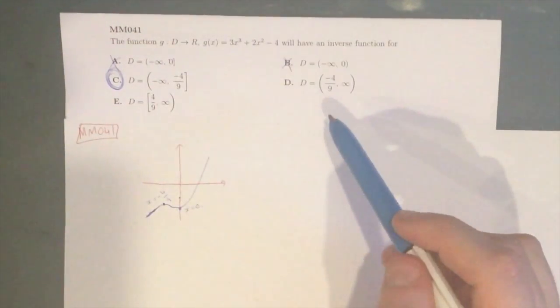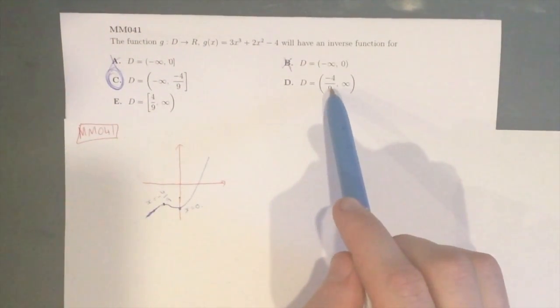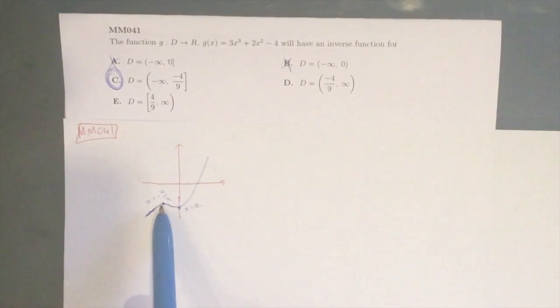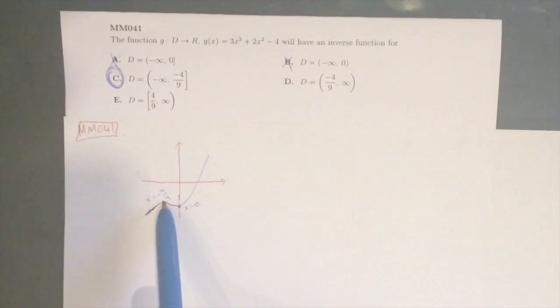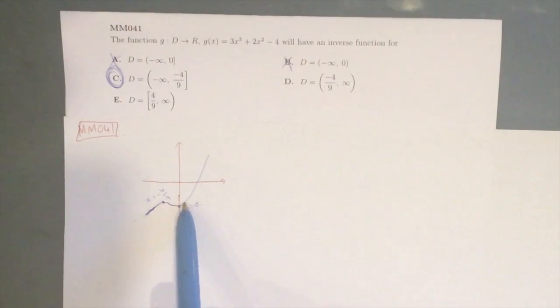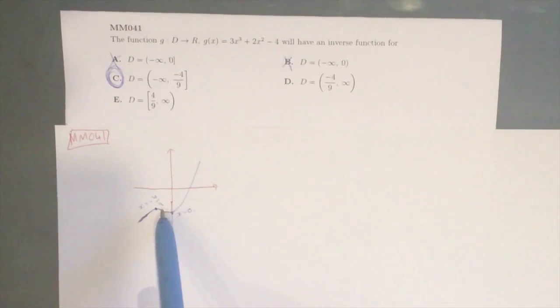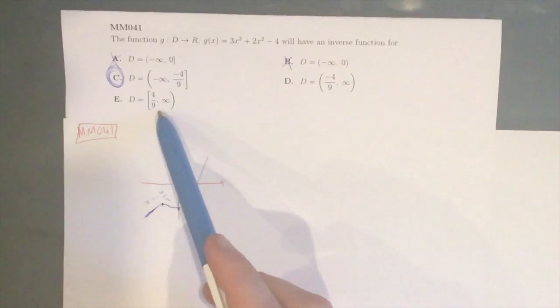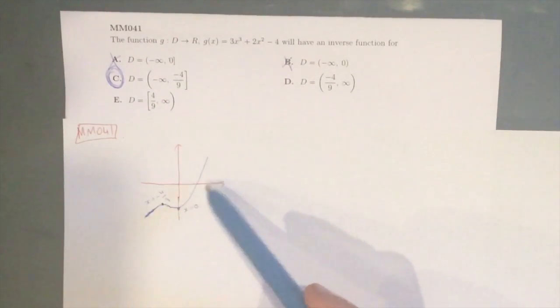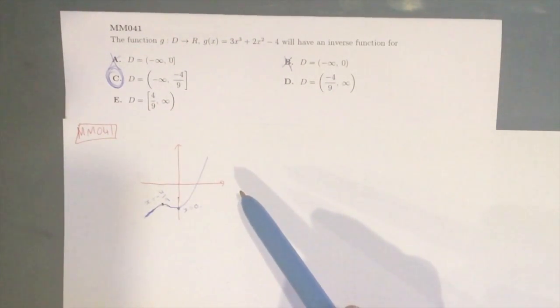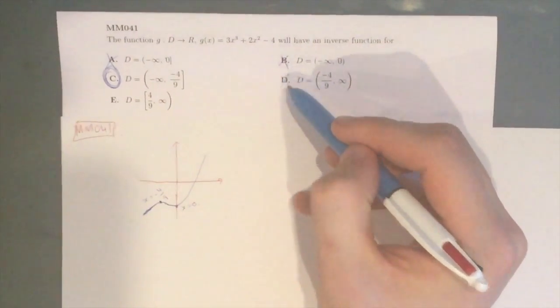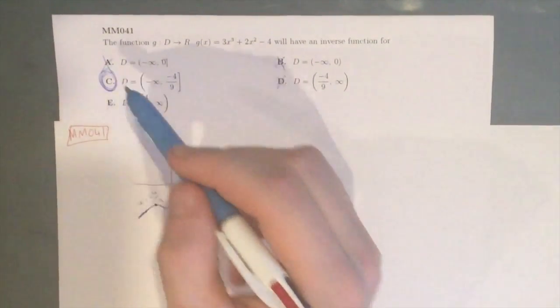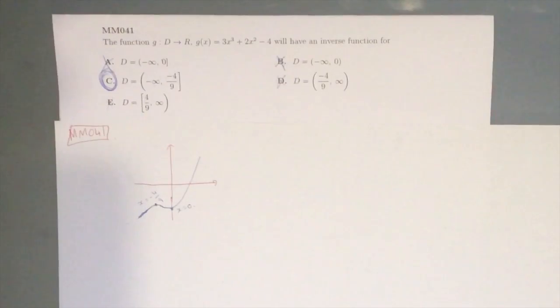Let's just quickly look at why the other answers aren't correct either. So negative 4 on 9 to infinity. Negative 4 on 9 to infinity still includes this up and down section here, past the turning point, which creates a many-to-one function, which is not what we want. And again, 4 on 9 to infinity inclusive is still the same as exactly what I just mentioned. So D and E are both not our correct answer, and C is the domain. D is negative infinity to negative 4 on 9 inclusive.